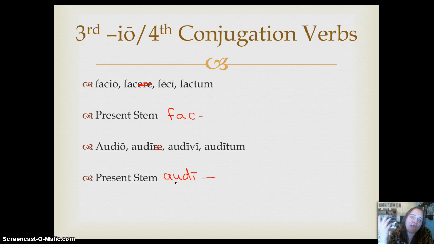For this reason, I often think it's simpler just to think of the present stem of the 4th conjugation as like a 3rd-io without that I, and you just produce the I and the A and the E for the future, or just the I or the IU in the present, but whatever the case.